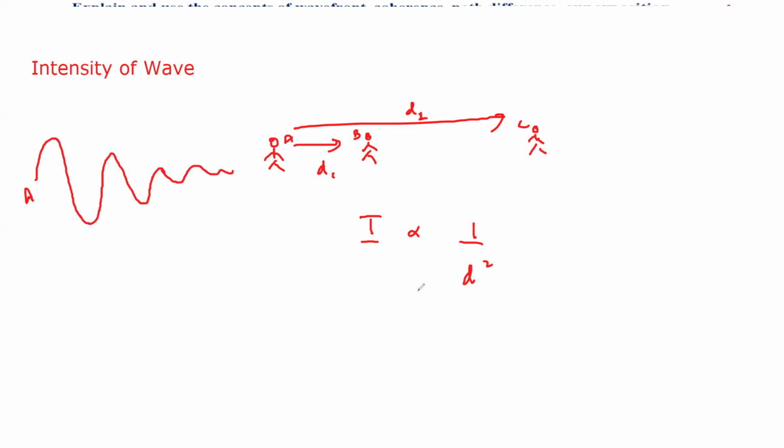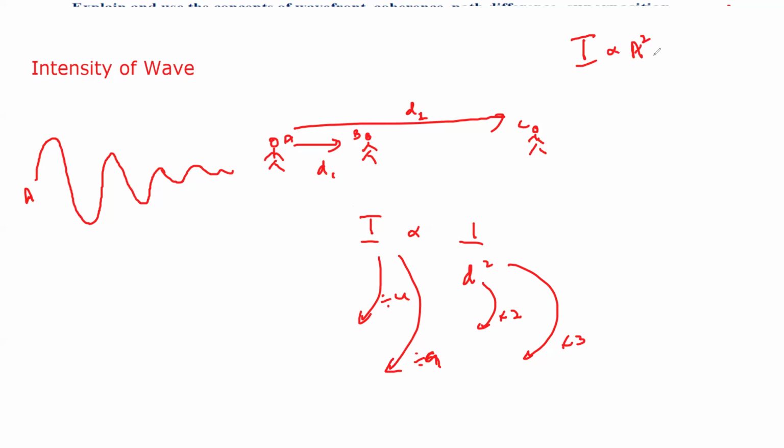What is the relation between the intensity and the distance, specifically for sound? It is inversely proportional to distance square. So if the distance is doubled, what will happen to intensity? It will decrease by 4. If the distance is 3 times, what will happen to intensity? It will decrease by 9, because this is an inverse square. With amplitude, it is proportional: when the amplitude was doubled, the intensity was 4 times, increasing. But here with the distance, if the distance is doubled, the intensity will decrease by 4. If the distance is 3 times, it will decrease by 9.